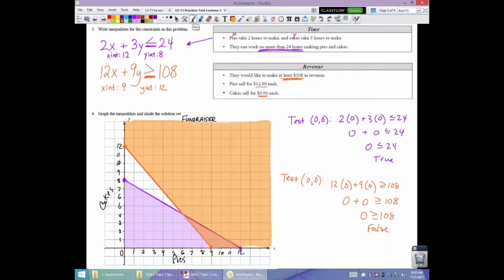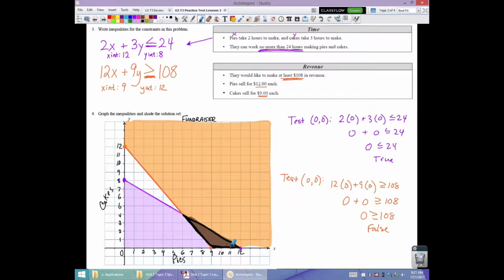To decide how many pies and cakes we should actually make, we need to know what section or sections of this graph got shaded both purple and orange. Well, that was this little triangular region down here. We include the actual lines because they were both solid. So anything that is in this region is actually a real true solution to the system.